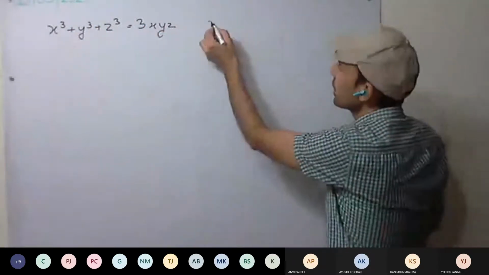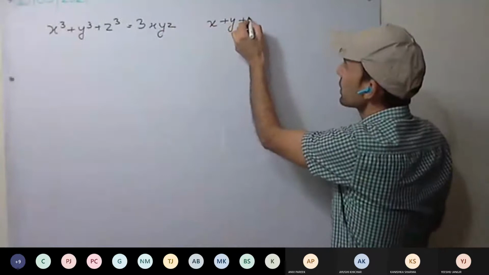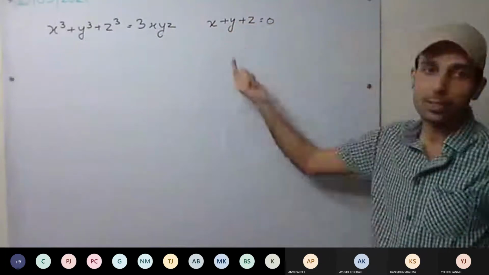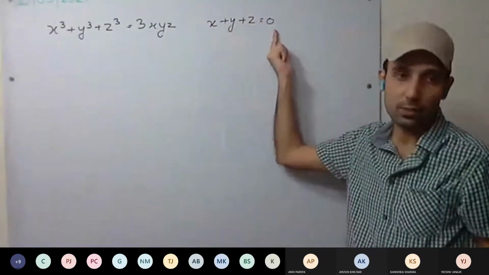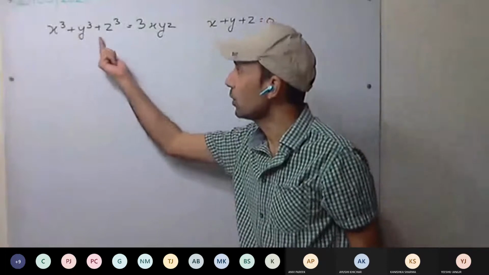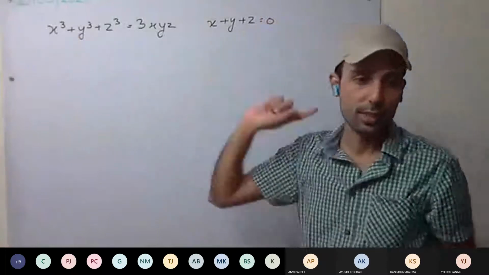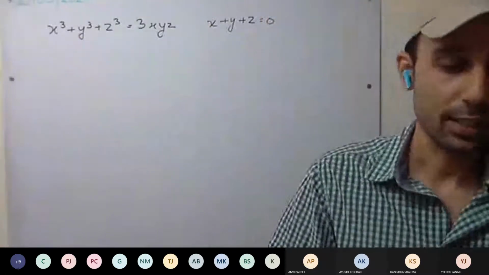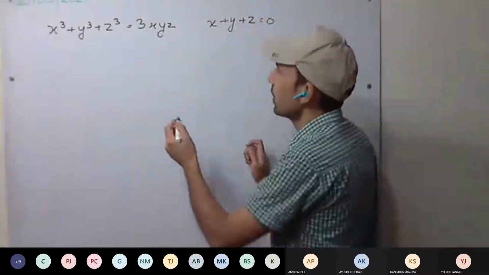And one more is being given: x plus y plus z equals 0. That is, the sum of these three variables is 0, and the sum of their cubes is 3xyz. This is clear. These two conditions are given, and we have to show the following.